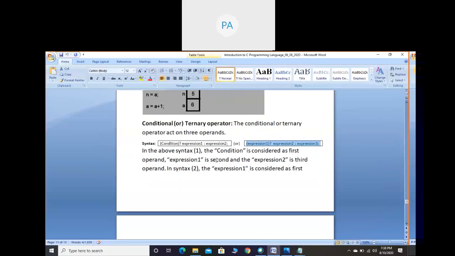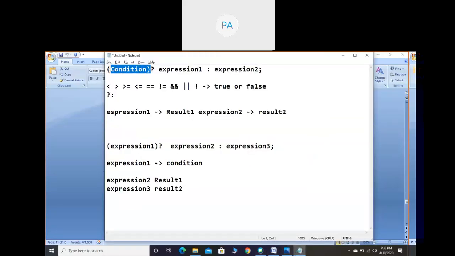See here, in the above syntax, syntax one, the condition is considered the first operand. I said it acts on three operands, right? Before the question mark, whatever we write is the first operand. After the question mark is the second operand. After the colon is the third operand. Again, before the question mark, first operand; after the question mark, second operand; after the colon, third operand. The semicolon is used to end the statement in a C program.